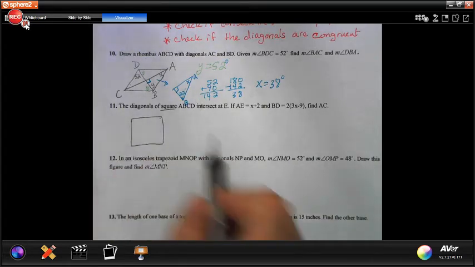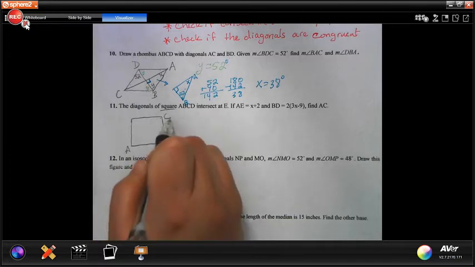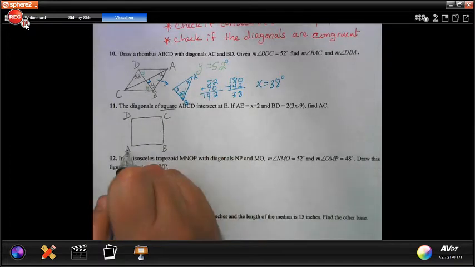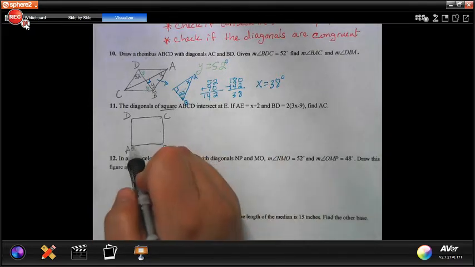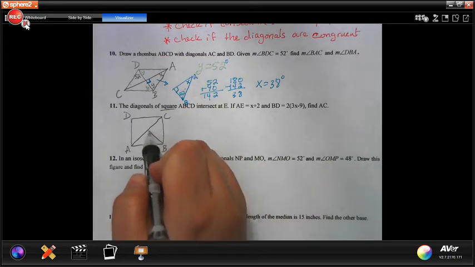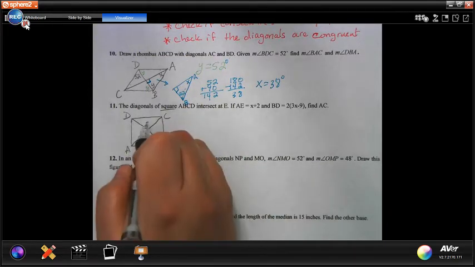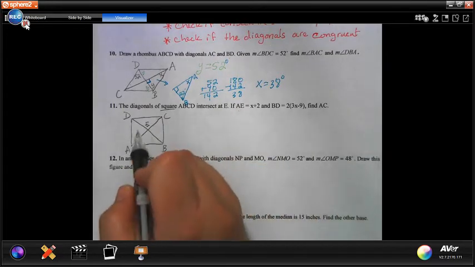Okay, so label it A, B, C, D. Remember, you just pick a corner and go around. Don't go across. We're going to have diagonals because they said the diagonals intersect at E. So that's point E. It says AE is x plus 2.